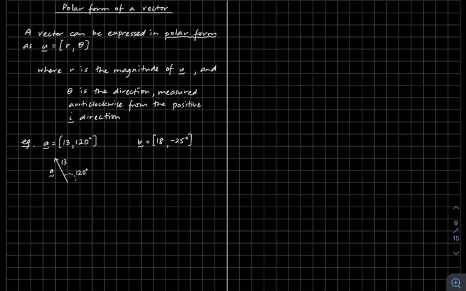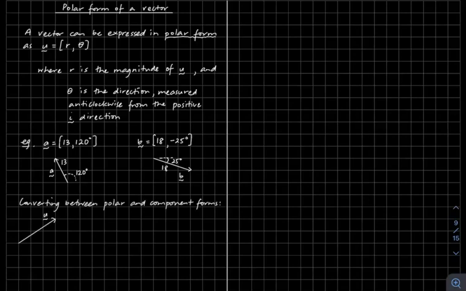Alright, what about a second one? Magnitude 18, direction negative 25. Negative 25 is going to actually be measured clockwise because it's going to be the opposite direction to anti-clockwise. So thinking of that first, there's my positive horizontal direction. I'm going 25 degrees negative to anti-clockwise. So there's the direction that b needs to point in, and it needs to have a magnitude or a length of 18.